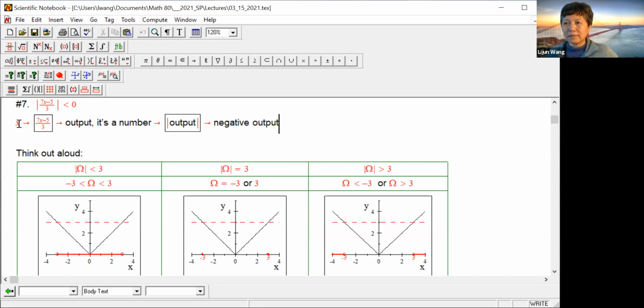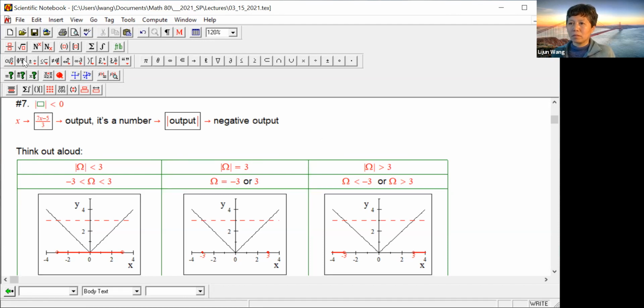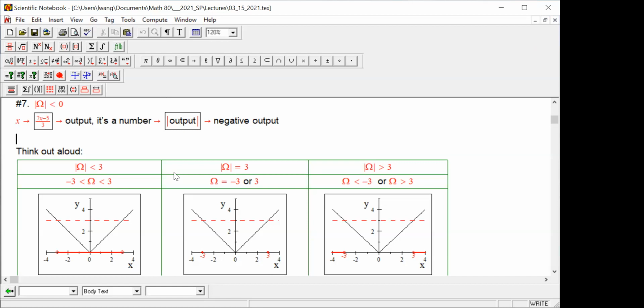You either see it as this process, where you want the output to be negative, or you just see it blindly as omega, and you want the absolute value of a number to be negative. That's impossible, therefore there's no solution. Do you follow me? Does that make sense? Does that make sense? Everybody? Yes.